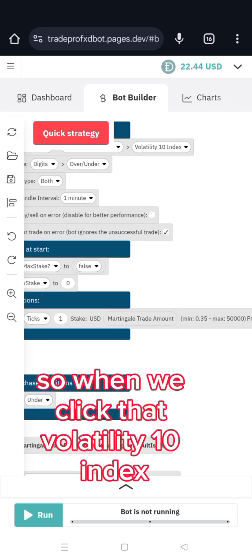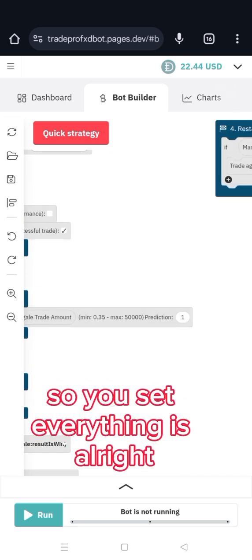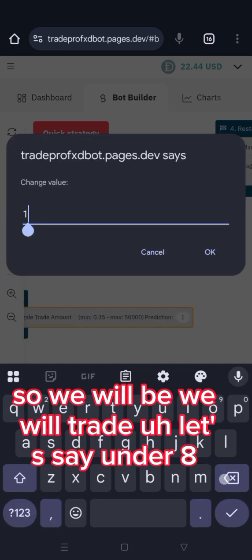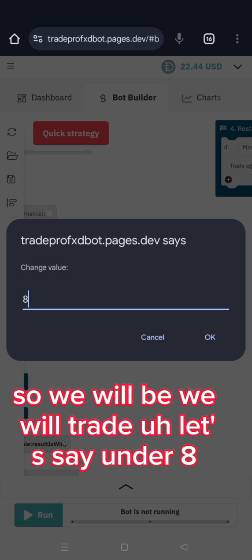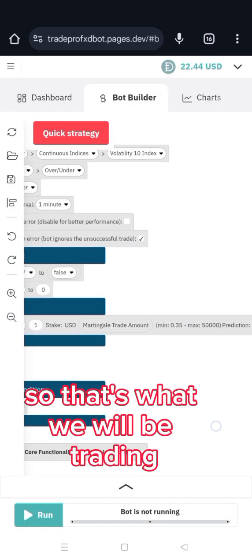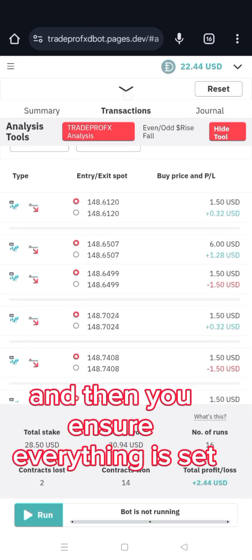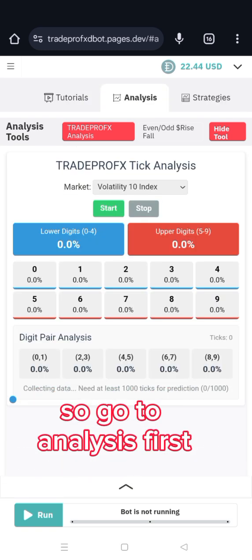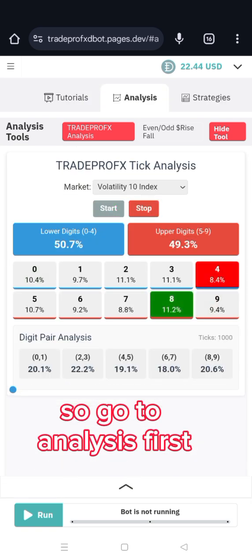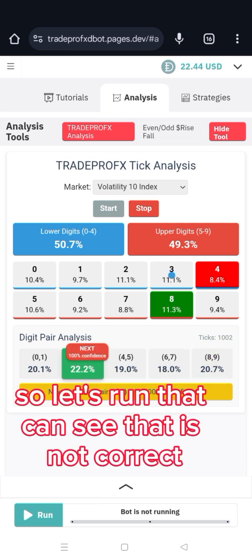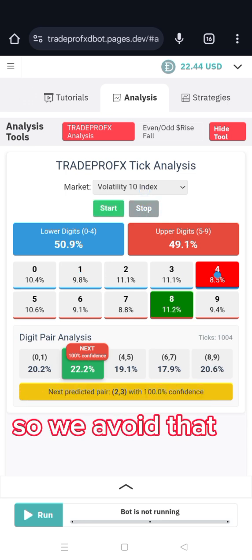So when we click that volatility 10 index, you set everything and make sure it is all right. So we will trade, let's say, under 8. So that's what we will be trading. So click under 8, and then you ensure everything is set. So go to analysis first, so that we can know whether we are going to click under 8. So let's run that. You can see that is not correct, so we avoid that.